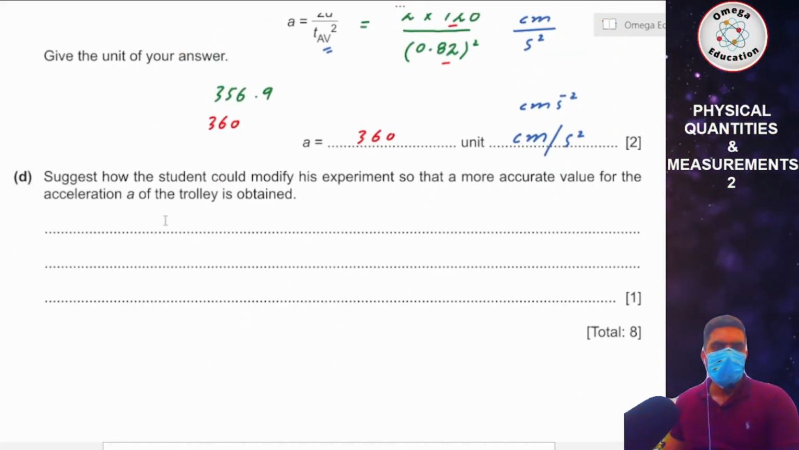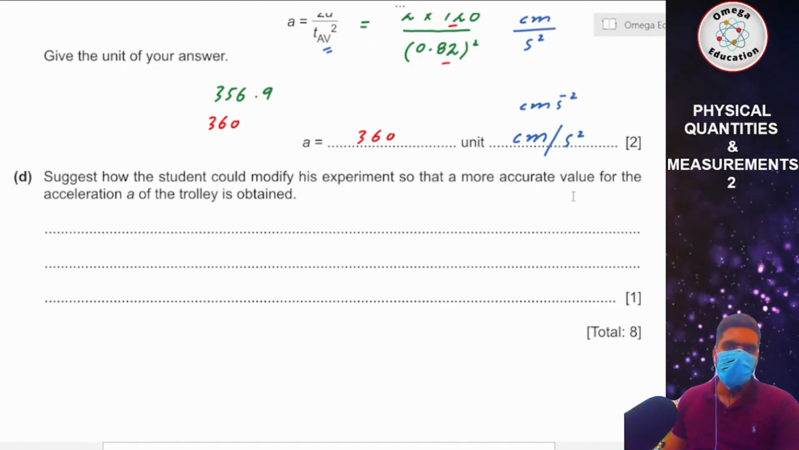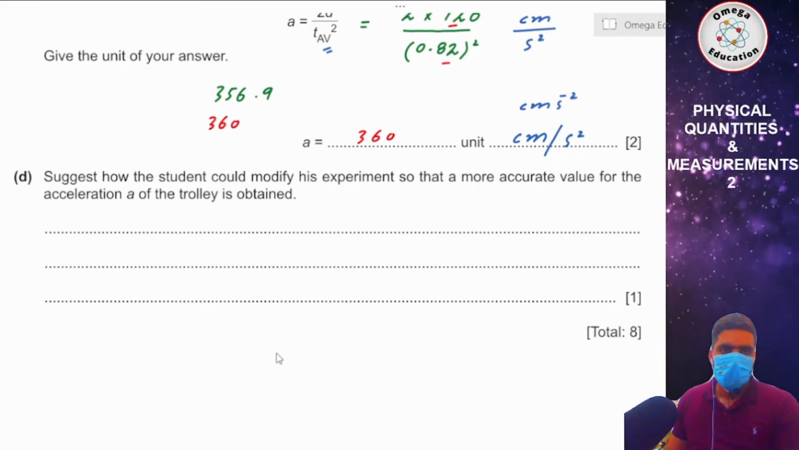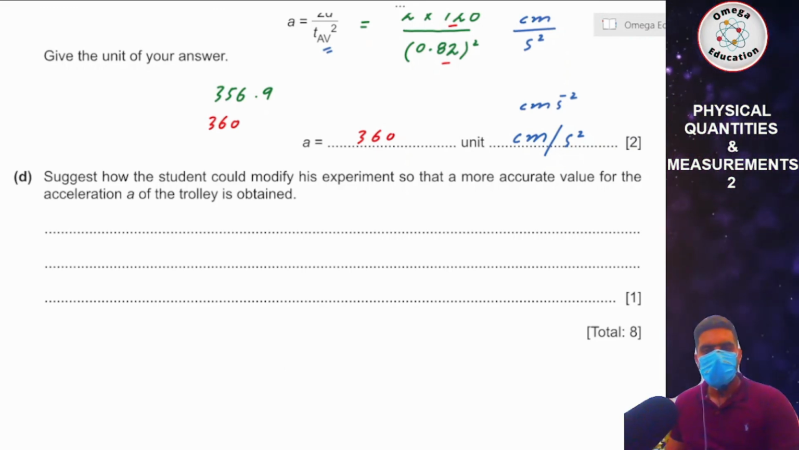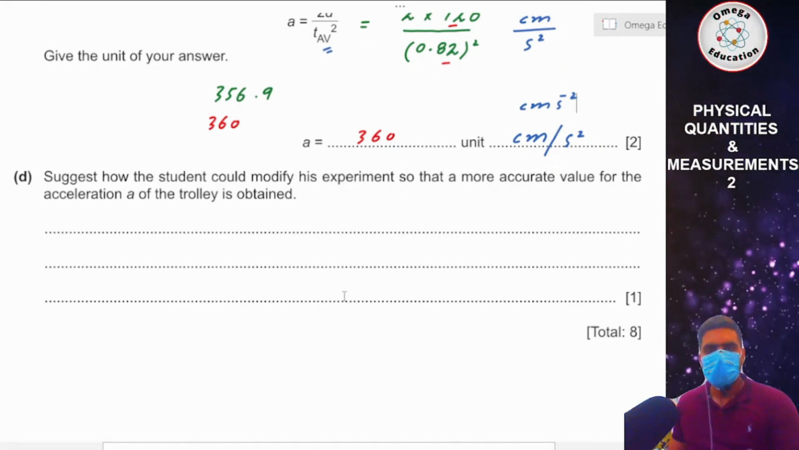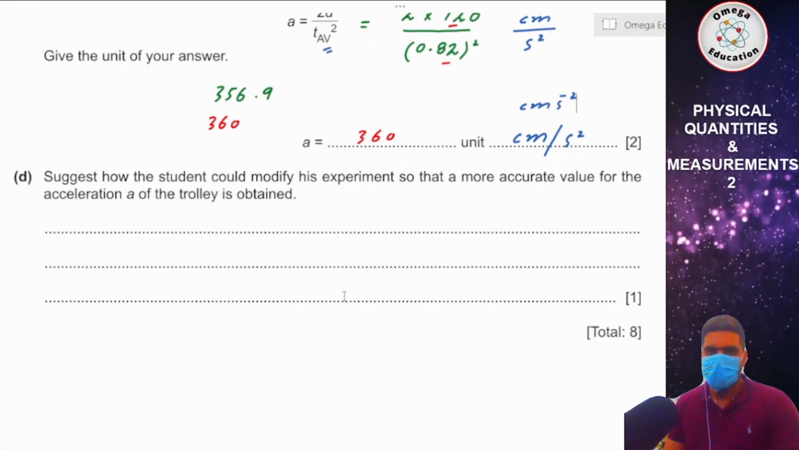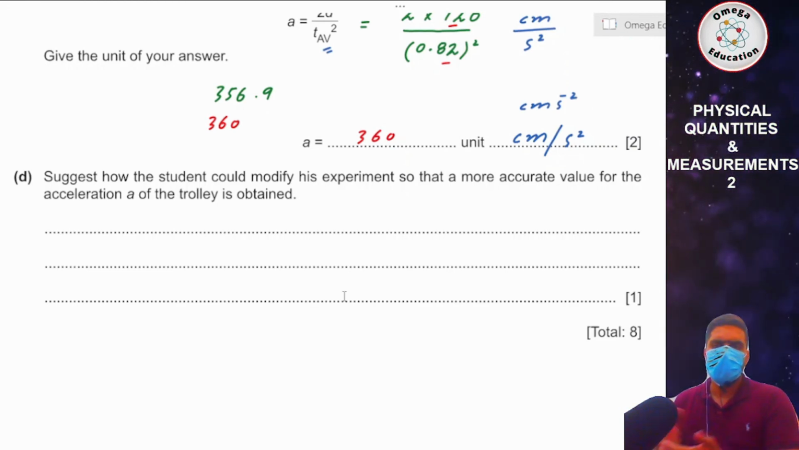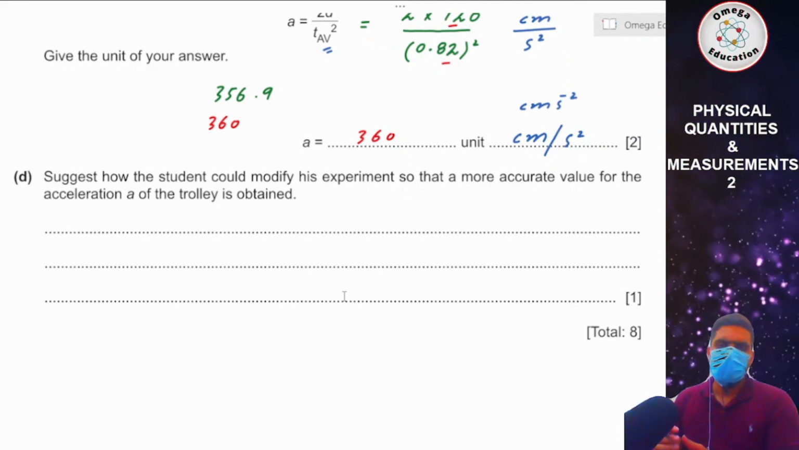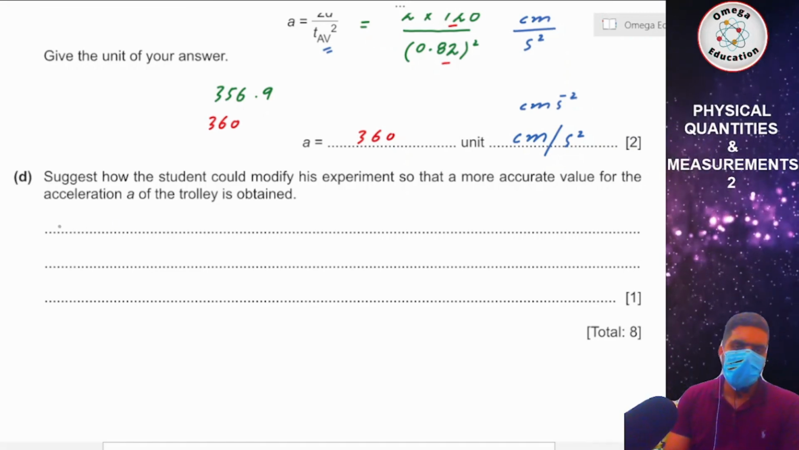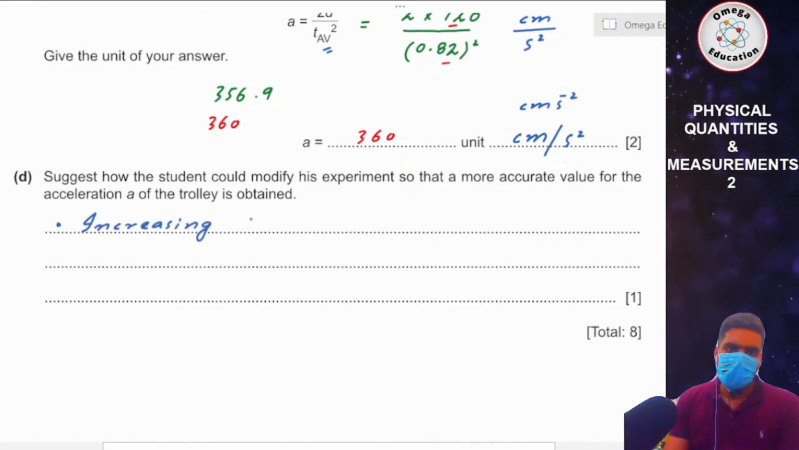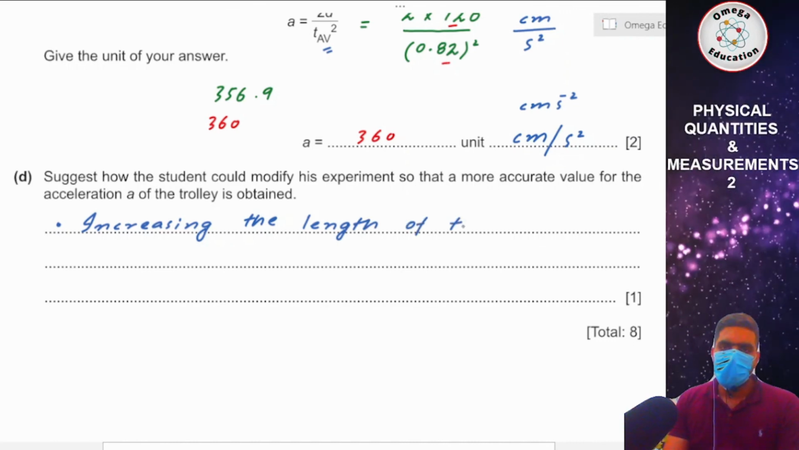The last part suggests how the student could modify his experiment so that a more accurate value for the acceleration A of the trolley is obtained. The length of the track was 120 centimeters, and that's too small for him to start and stop the stopwatch. If the length were a little bit longer, 300 centimeters or something, 3 meters at least, then the chances of error would have decreased and the result would have been more accurate. So one of the ways we can write is increasing the length of the track.